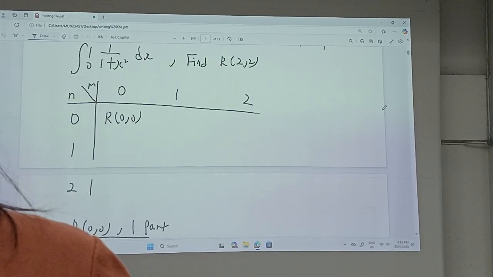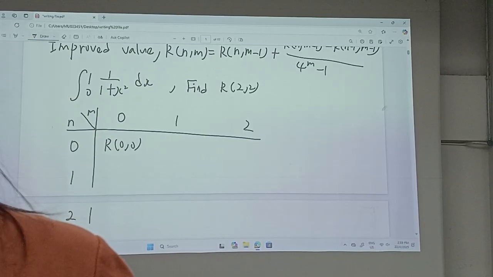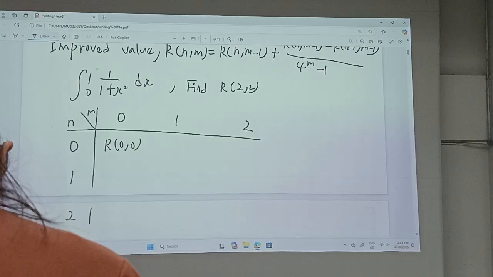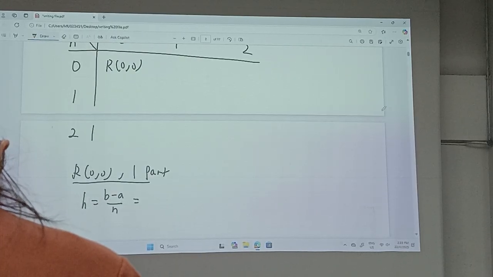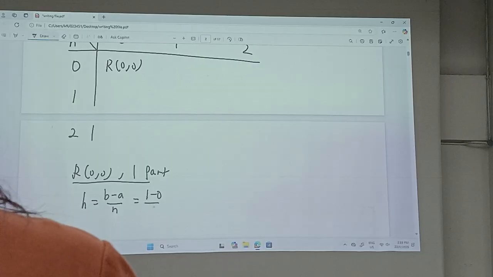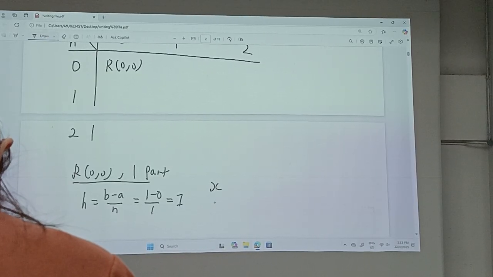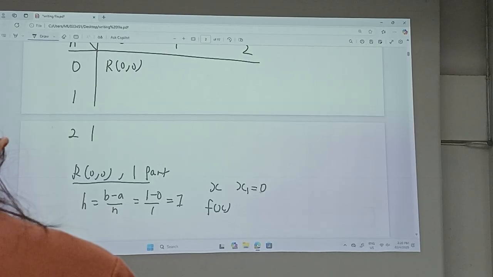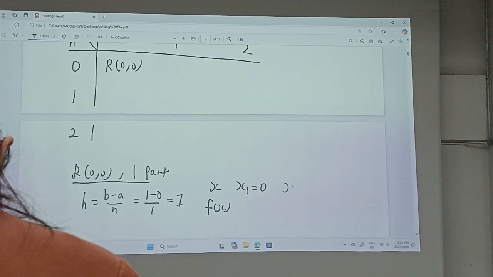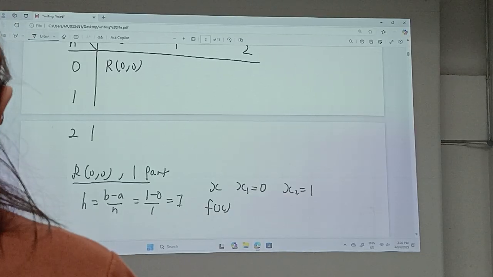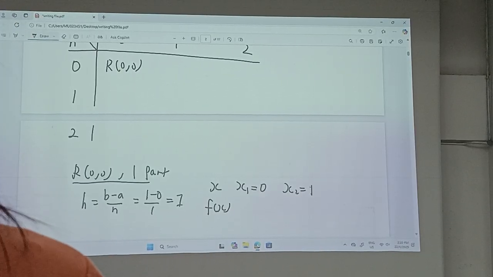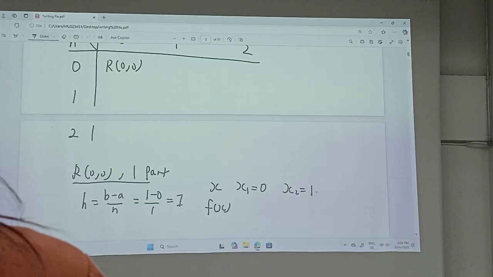So what is the value for a and b here? 0, 1, right? So 1 minus 0 divided by 1 equal to 1. Okay, so h equal to 1. And then try to get all the values for f(x). So x starts from 0 and every time plus h, right? So x2 equal to 1, from lower limit up to upper limit.